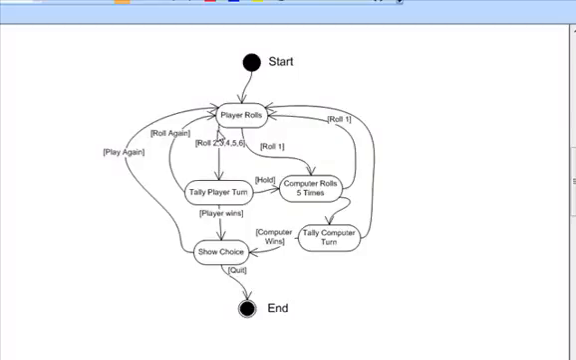That's called a guard. It means that if they roll 2, 3, 4, 5, 6, then that's where you need to go, and they will tally the turn next. However, if the player rolls a 1, you would follow it down to the computer rolls, because at that point you would have lost your turn.